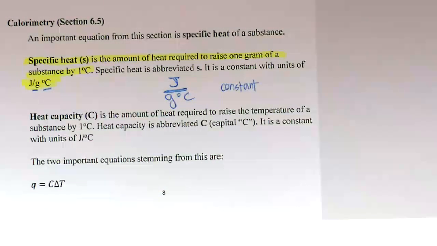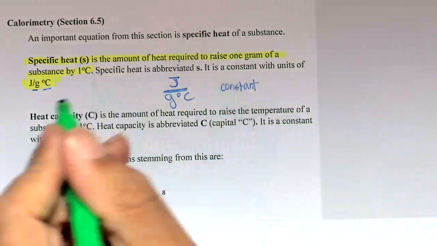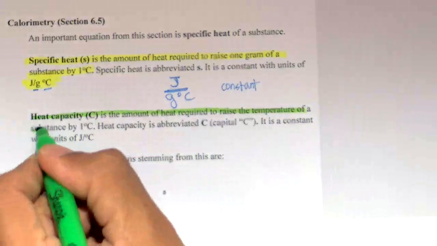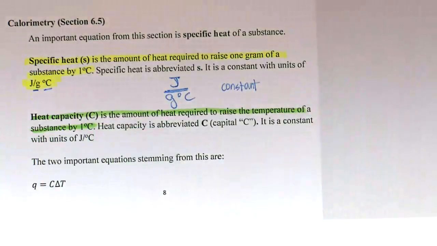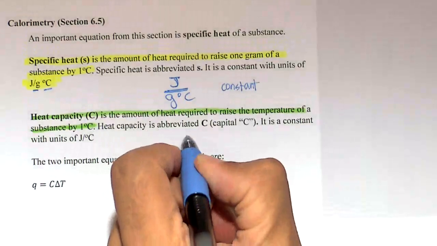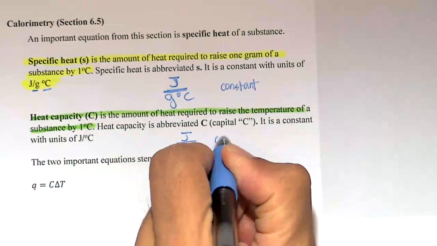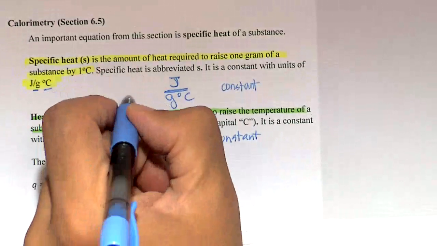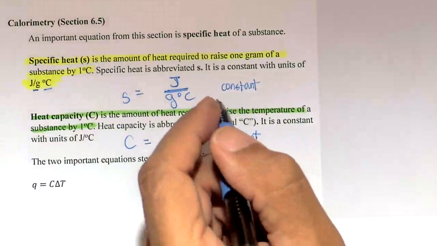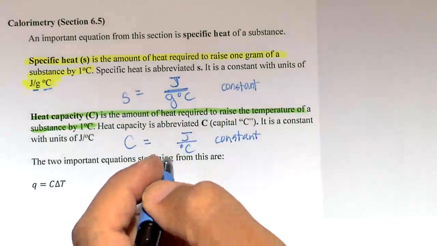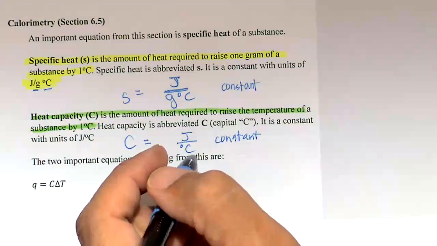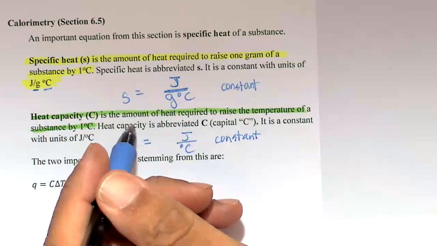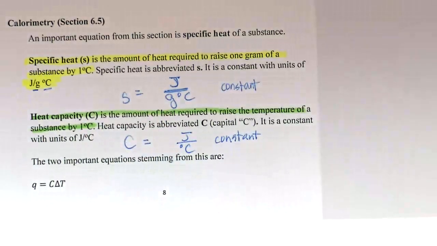All right, read this along with me for the heat capacity. Heat capacity, amount of heat required to raise the temperature of a substance by 1 degree C. So this also is a constant, but it's joules over degree C. Heat capacity, C, is a constant. Specific heat, specific for 1 gram, is also a constant. What has one of the highest heat capacities known to mankind? Water. One of the strange properties of water.